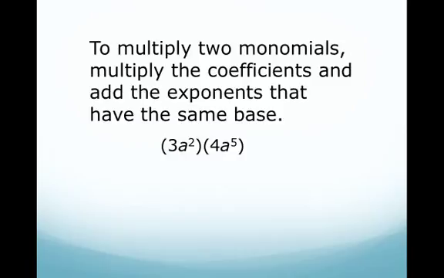For example, 3a squared times 4a to the fifth. If we group common terms, we're going to end up with 3 times 4 times a squared times a to the fifth. So when we multiply our coefficients, we get 3 times 4, which is 12, and then we can add the exponents since the bases are the same. So it'll be 12 times a to the 2 plus 5. 2 plus 5 is 7, so my answer is 12a to the 7th power.